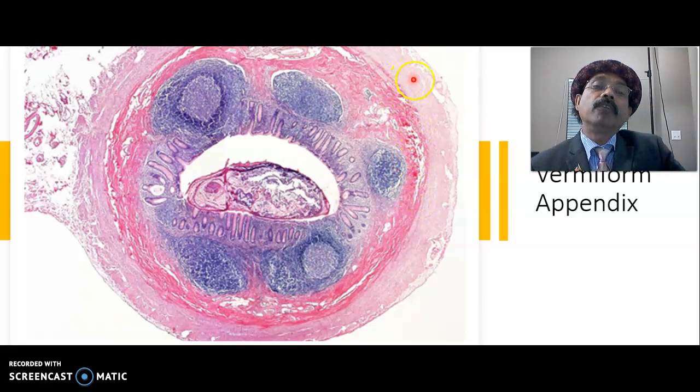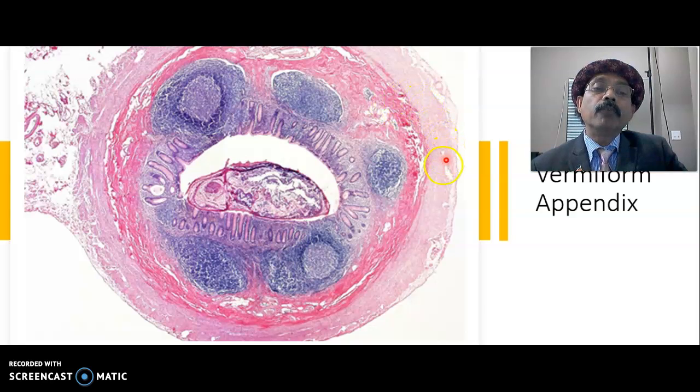Then this is the muscularis externa. It has two layers, inner circular layer and outer longitudinal layer. The outer longitudinal layer in the large intestine has three tinea coli, three places where the longitudinal muscle is thickened, but that is not present in the appendix. This is the outer layer. This is the serosa, and this serosa is lined by simple squamous epithelium, the mesothelium. Okay, this is the visceral peritoneum.